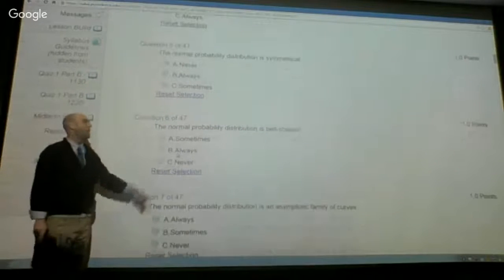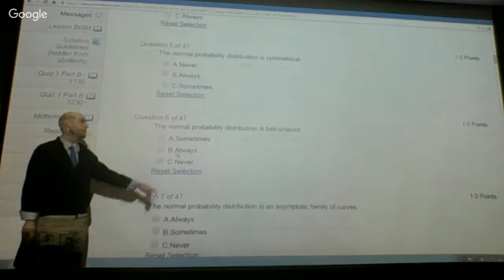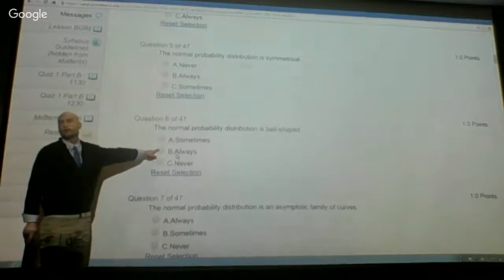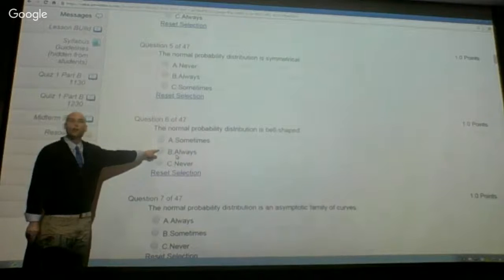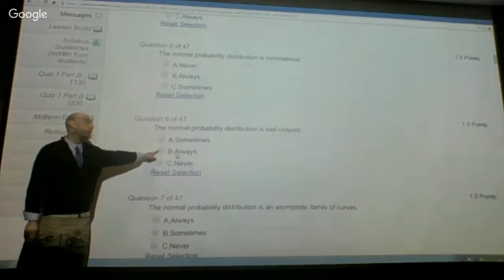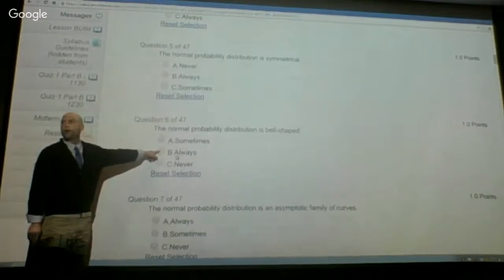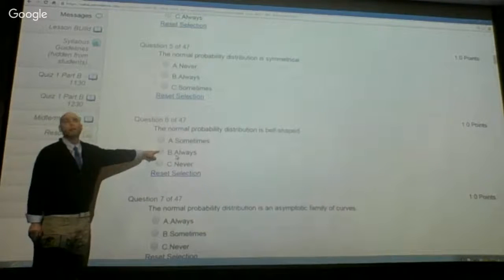The normal probability distribution is bell-shaped. Who says normal is always bell-shaped? Make sure you click the middle one, because that's where it says always, unless always is not in the middle for you. Is always in the middle for all of you? Yeah, all right, good. 6 down, 41 to go.